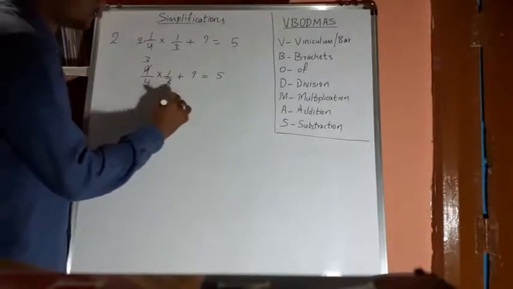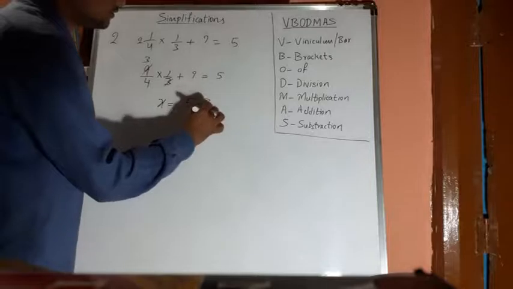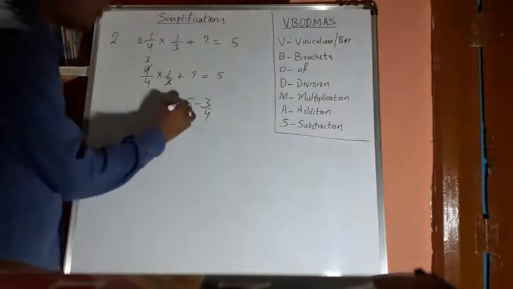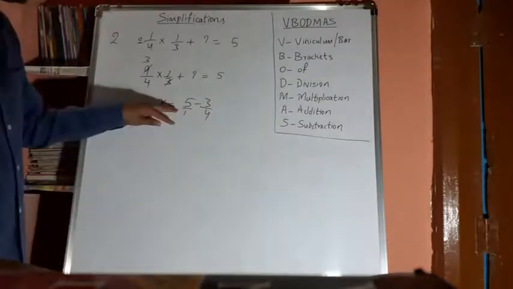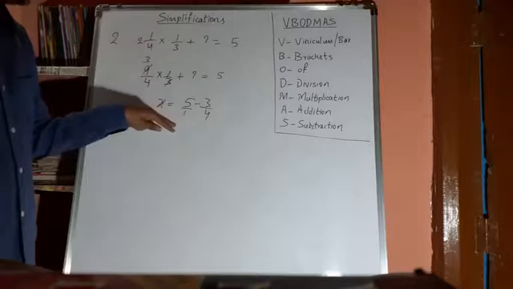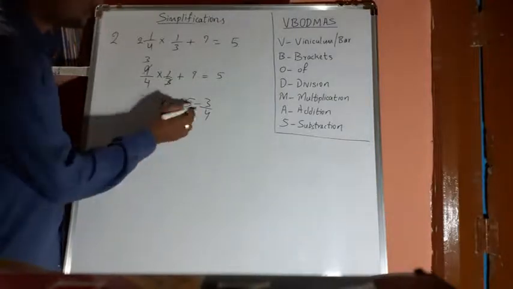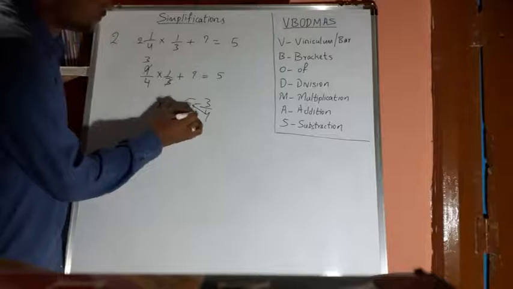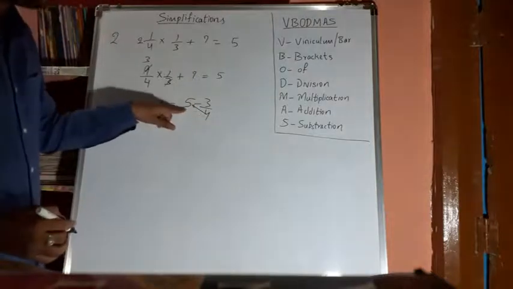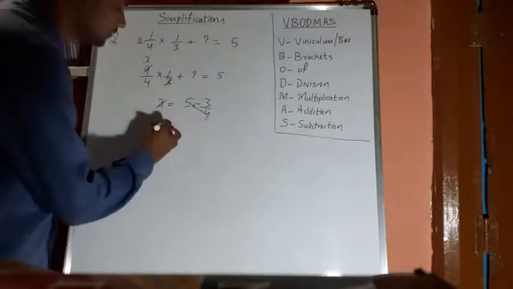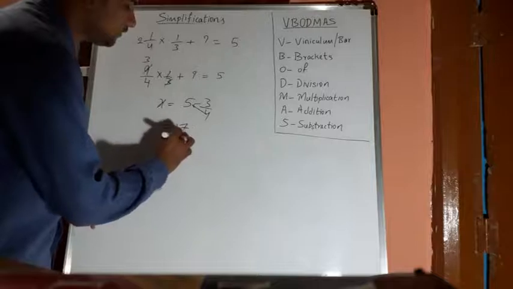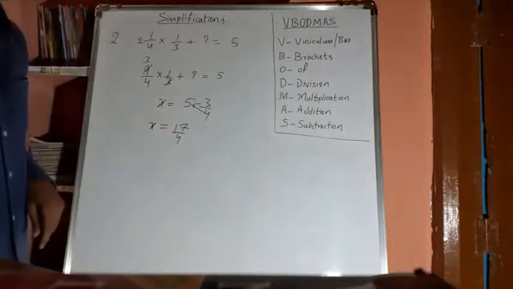So I will send this across: x is equal to 5 minus 3 by 4. Now, nothing is there, so you have to take 1 as the denominator. Take the LCM, or better, what I suggest, friends, you just multiply this to this one. 4 fives are 20. 20 minus 3 is how much? 17. So 17 by 4. x is equal to 17 by 4.